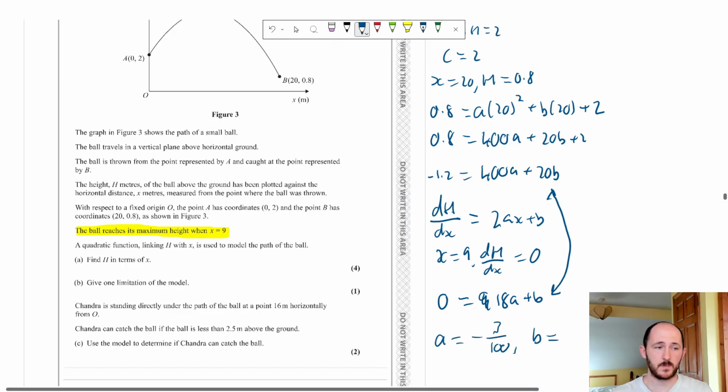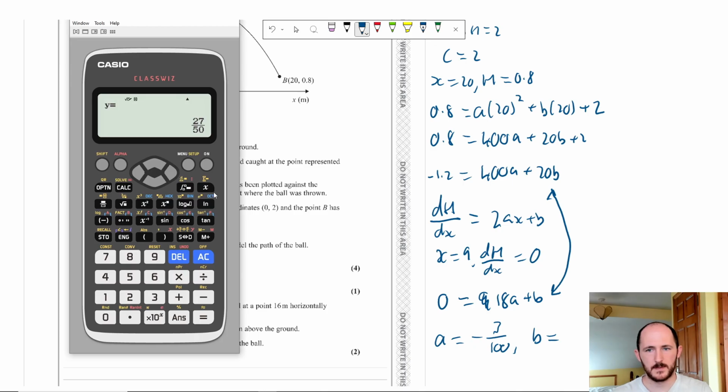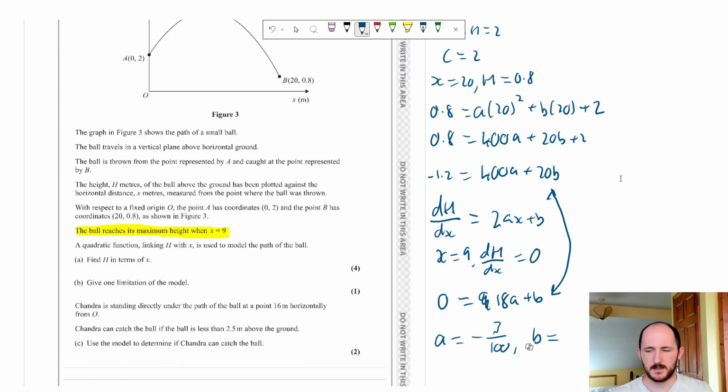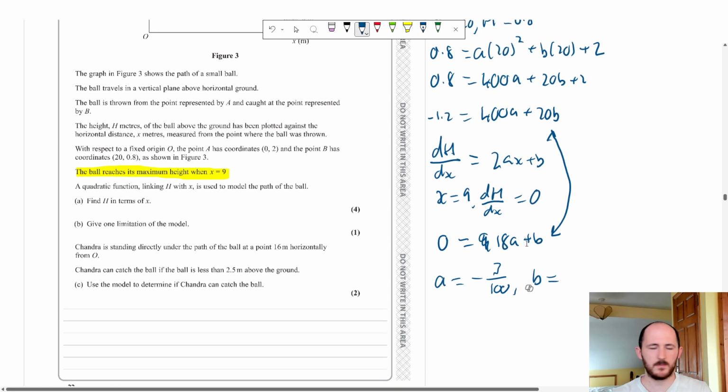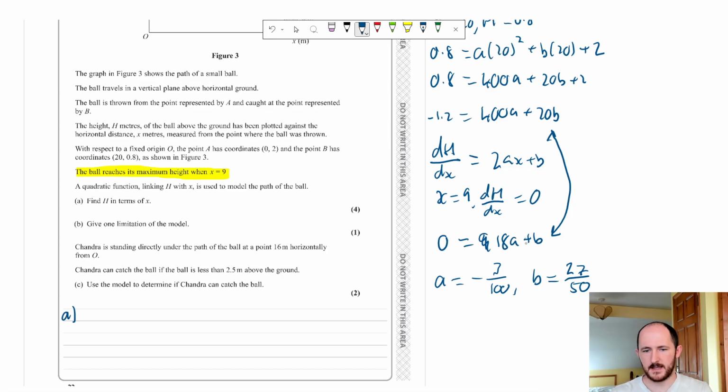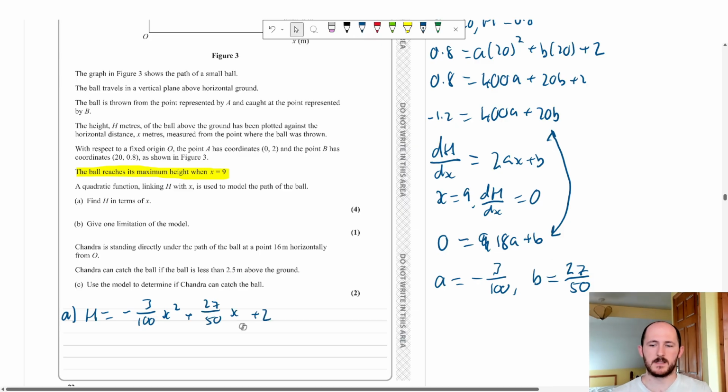And b, which is y, gives us 27 over 50. Do I want it as decimals? It doesn't actually say. So you know what? I'm not going to do it as decimals. So that's 27 over 50. So the final answer to part A is that h equals negative 3 over 100, notice how we got a negative even without putting it in the original equation, plus 27 over 50 x plus 2. Where 2 is the starting height.